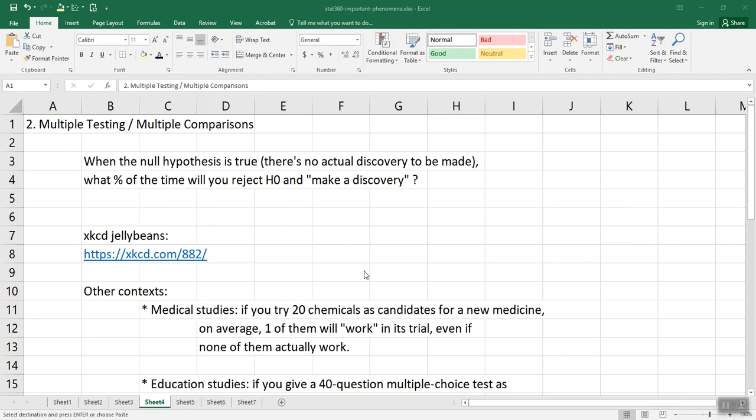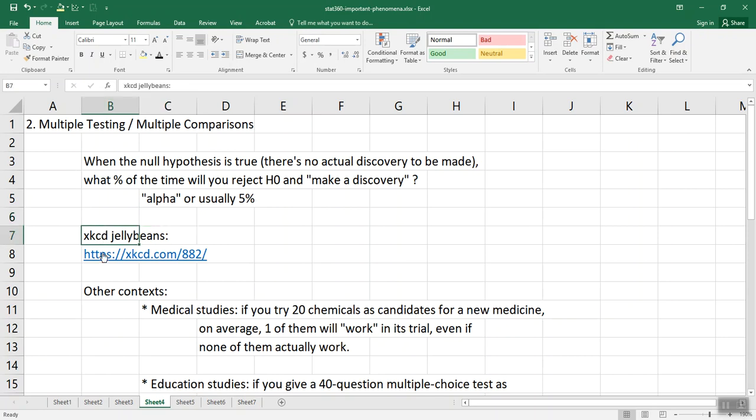Our next statistical phenomenon that we need to be careful about is called the multiple testing problem or multiple comparisons. Let's say you're testing something that doesn't actually have any effect, a new medicine that doesn't actually work. What percent of the time will you end up rejecting the null hypothesis and deciding that it does work? Well, that would be a type 1 error, rejecting the null when the null is actually true. And what's the error rate on that? It should be alpha, which is usually 5%. So about 5% of the time you're going to make a discovery even if there's no discovery to be made.